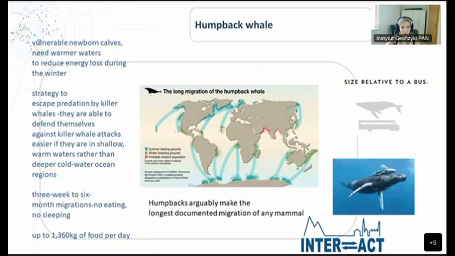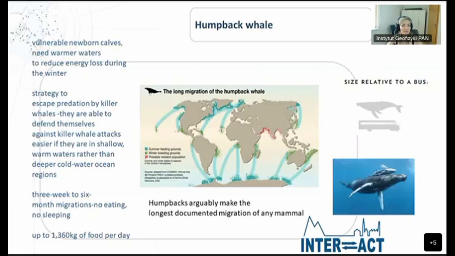So why do they, again, why do they travel to the warmer waters for mating and to give birth? That's easy. The first reason seems quite easy because the newborn calves are not as covered by blubber, by fat, as the adult ones, so they need warmer waters to reduce energy loss during the winter. They wouldn't be able to survive or to be so prolific in cold waters. So they need warm waters right after they are born.